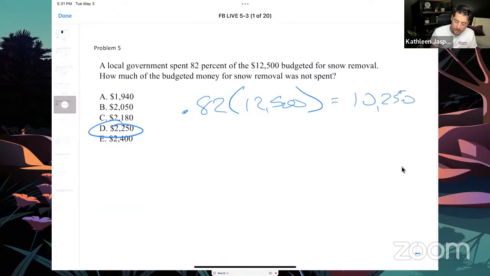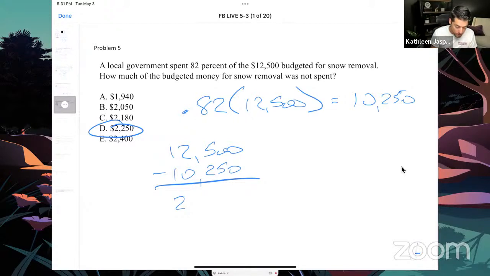10,250. Now take your original, which was 12,500, and subtract 10,250, and you end up with 2250. Same exact thing. Except the other way, where I do the 18%, it does it all in one step. You have to do 2 steps for this one. Is that going to make a big difference? I don't know. Maybe it will, probably not.